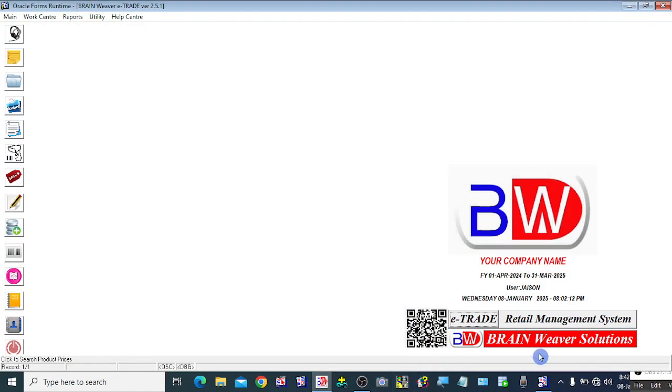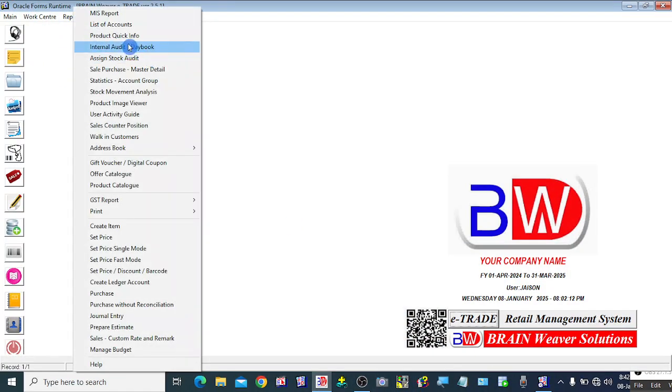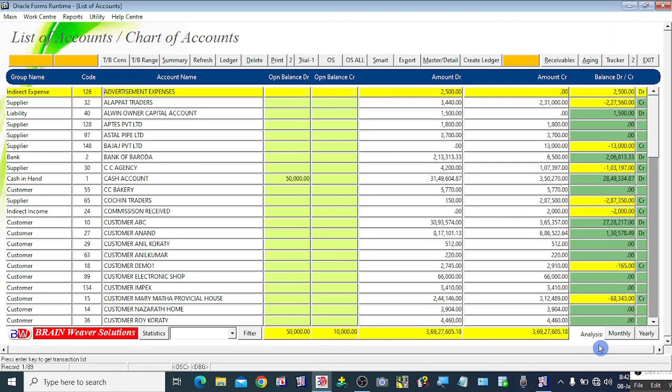Similarly, if we want to generate the same report in year-wise analysis, let us enter the date range 01 January 2024 to 31st December 2024. By entering the date range, click on this yearly button.